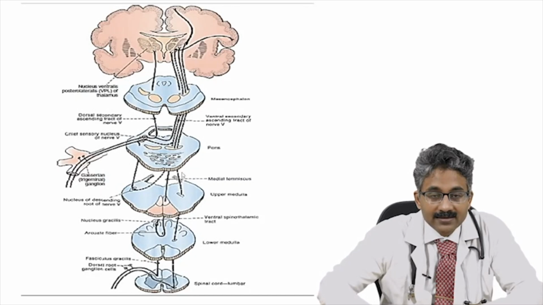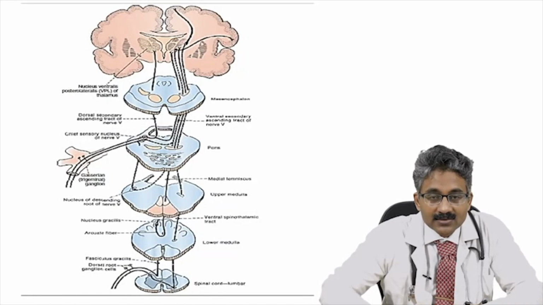Then they ascend and go to the thalamus here. From the thalamus, you can see it is projected to the cortex. You can see the arrow mark there.